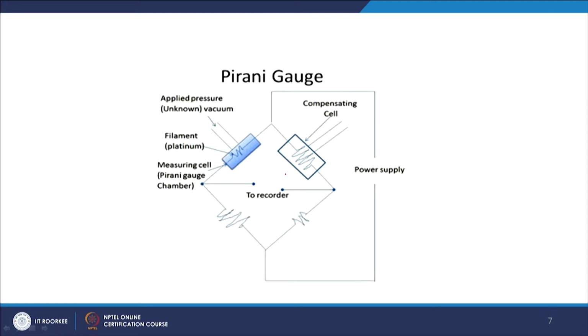The similar kind of circuit we are using here with some changes, as here we are using a platinum filament which is attached to the unknown pressure or the vacuum system, and then there is a measuring cell inside this chamber, which is called the Pirani gauge chamber. On the other side, just like a Wheatstone bridge diagram, you have a compensating cell, and then there are 2 resistances on the 2 other sides. This is connected to a recorder and everything is connected to a power supply. So, this compensating cell basically balances the current coming out from the measuring cell, and these 2 values are almost constant, and we record the deflection from the recorder.